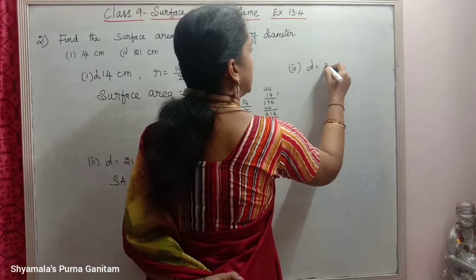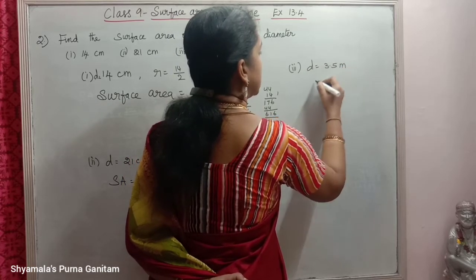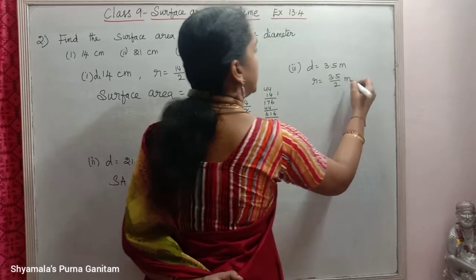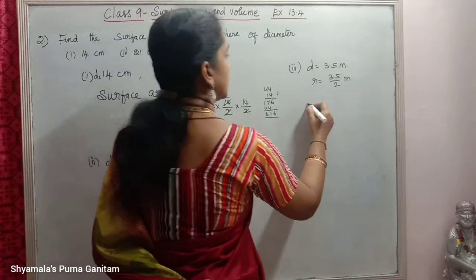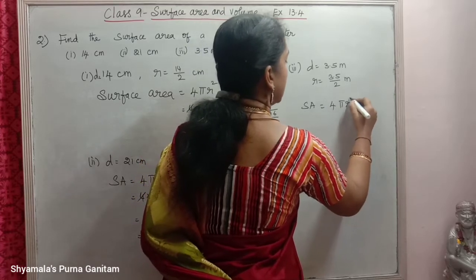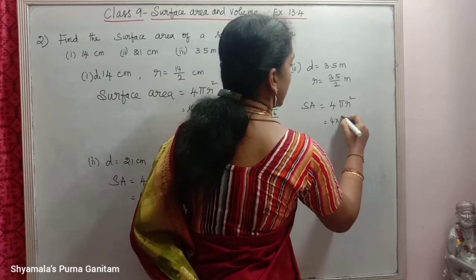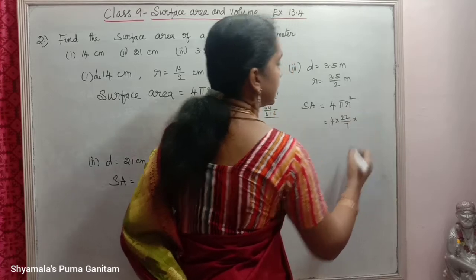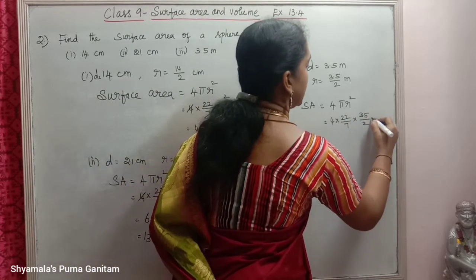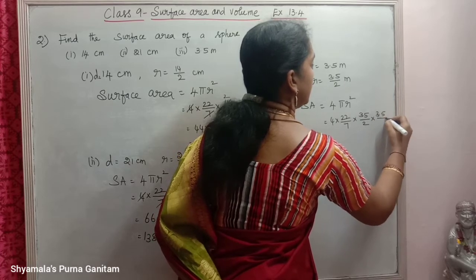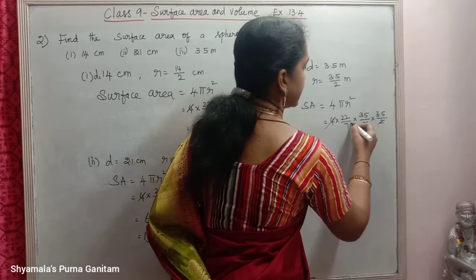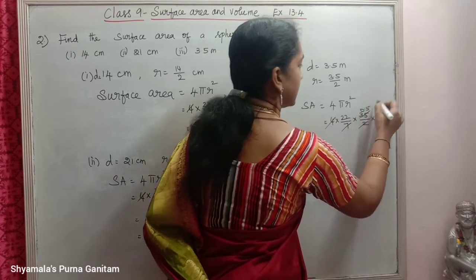D is equal to 3.5 meter. So R is equal to 3.5 by 2 meter. So surface area is equal to 4 pi r square. So 4 into 22 by 7 into radius, which is 3.5 by 2 into 3.5 by 2. Okay. So 4, 2, 2 cancel, 7, 5s are 35.